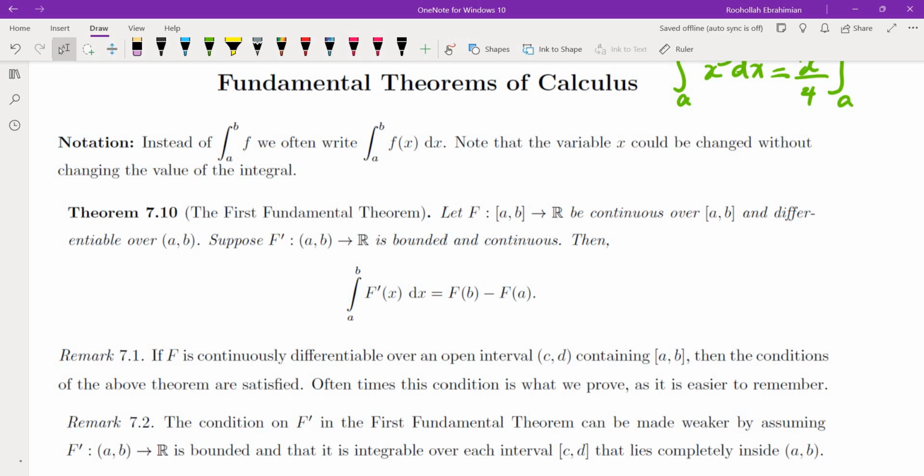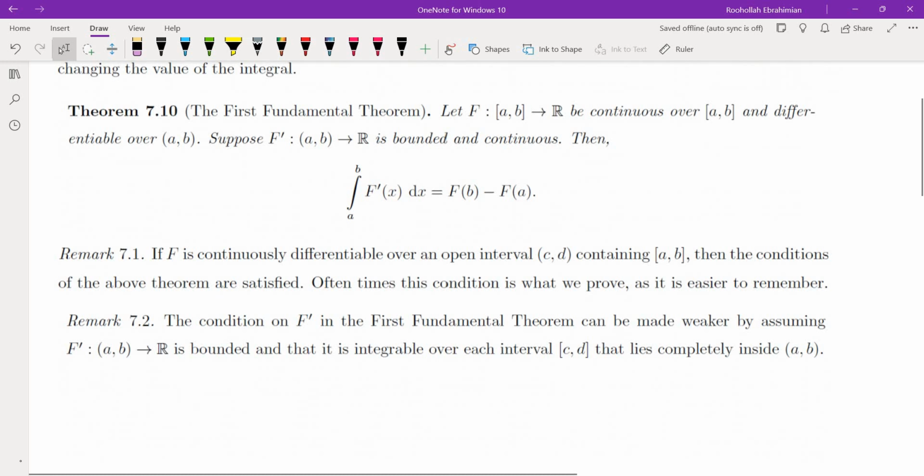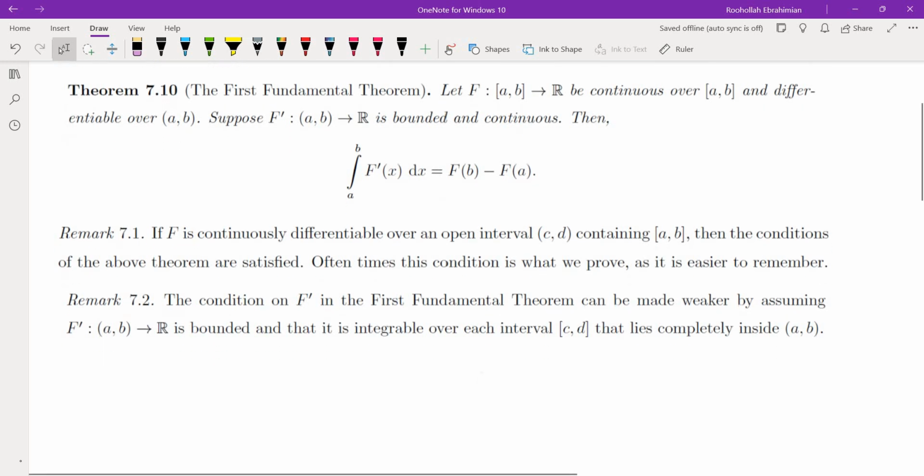Let f from closed interval ab to R be continuous over ab and differentiable over the open interval ab. Suppose f prime is bounded and continuous. Then the integral from a to b of f prime is f of b minus f of a. Okay, so let's go over the proof of this one.